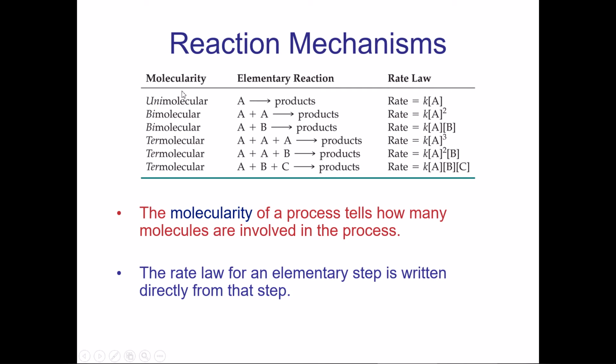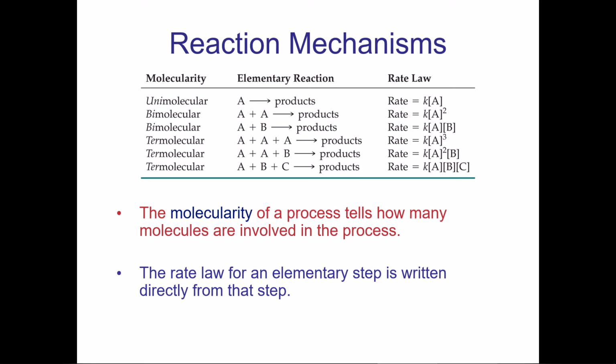So some vocabulary words. Molecularity tells us how many molecules have to collide in one step. So if a step only has one molecule that breaks down into products, this is called unimolecular. One molecule is necessary for this step.